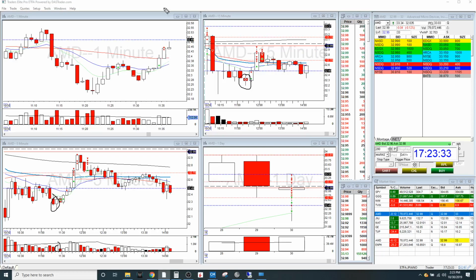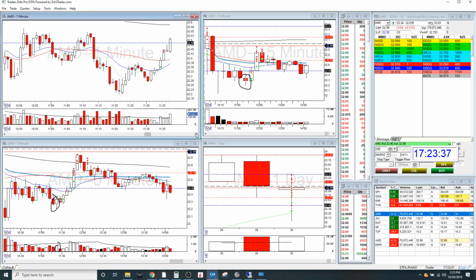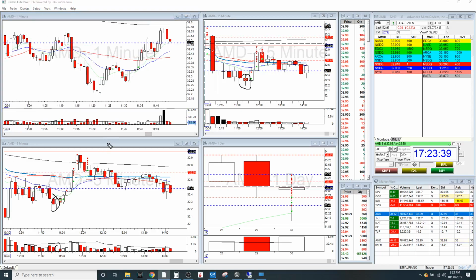Didn't quite let that candle form, and I can see how I got in a little bit prematurely, but that's okay. So I took it long right there in anticipation of the break of that 20 moving average, and I set my stop right there, and I got stopped out. So that was a loser on that.